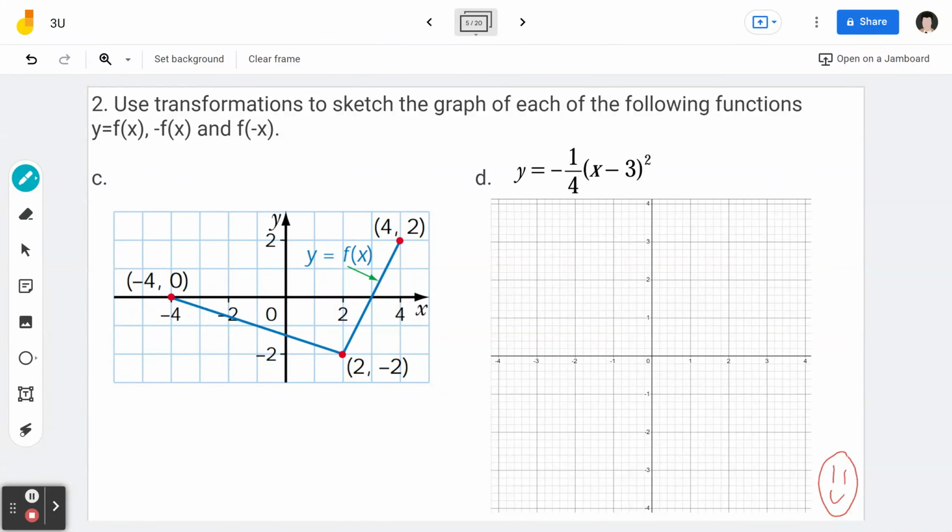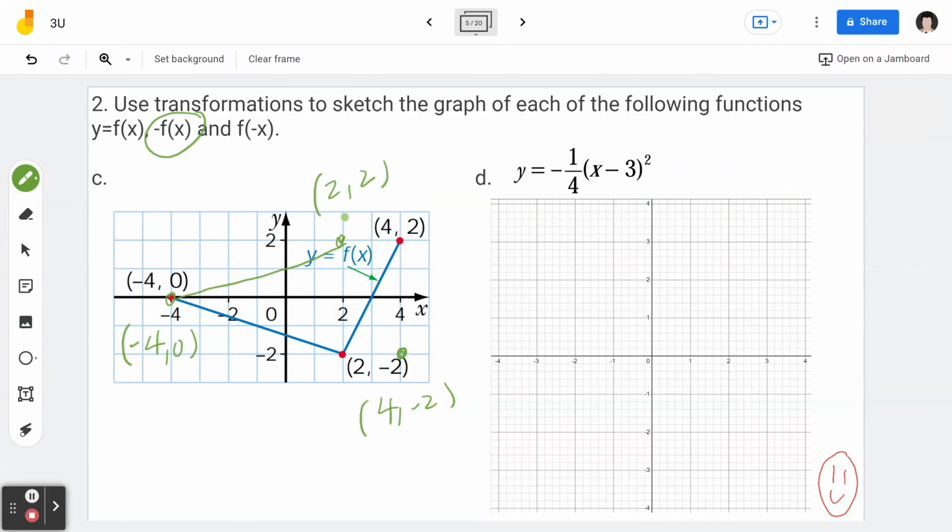2c. Now in this case, notice we gave you the actual function f of x. So I'm going to grab the same colors, green for the next type. So f of x is already given to us, so we don't need to graph it. What we can do is graph negative f of x, which means reflected with respect to the x-axis. So again, 4, 2 becomes 4, negative 2. 2, negative 2 becomes 2, 2. And of course, negative 4, 0 becomes negative 4, 0.